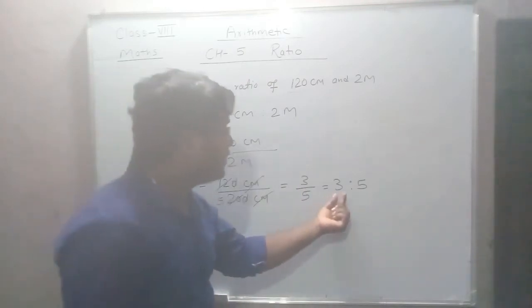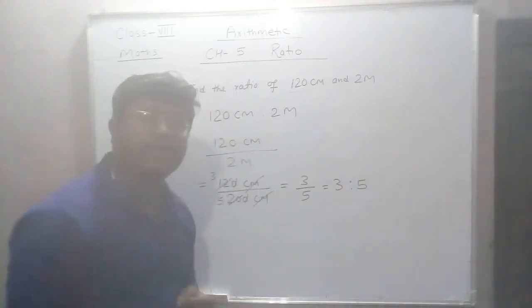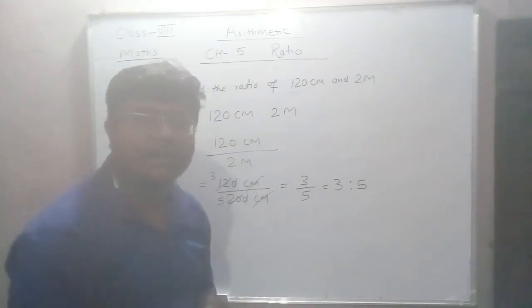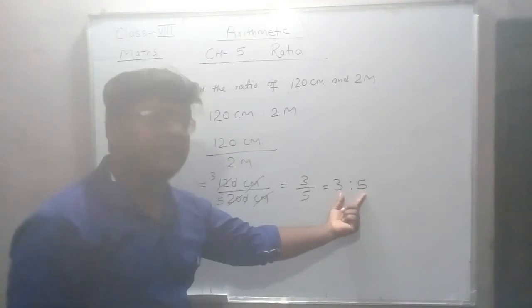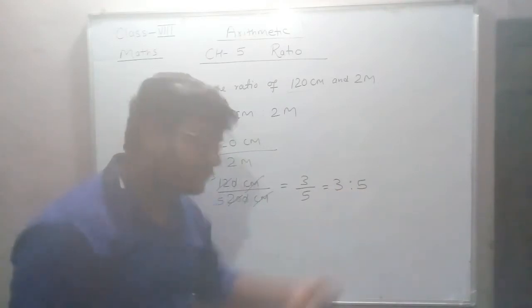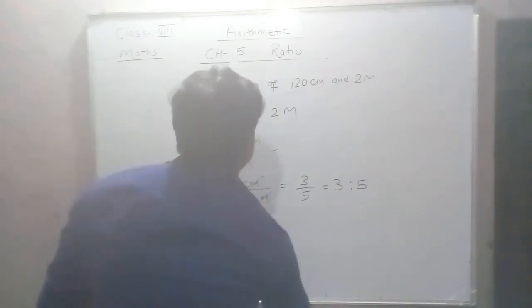If you find the HCF of 3 and 5, you will get the HCF as 1. So what we understand from it is that it is in the simplest form. Is it clear? Now let's see another question.